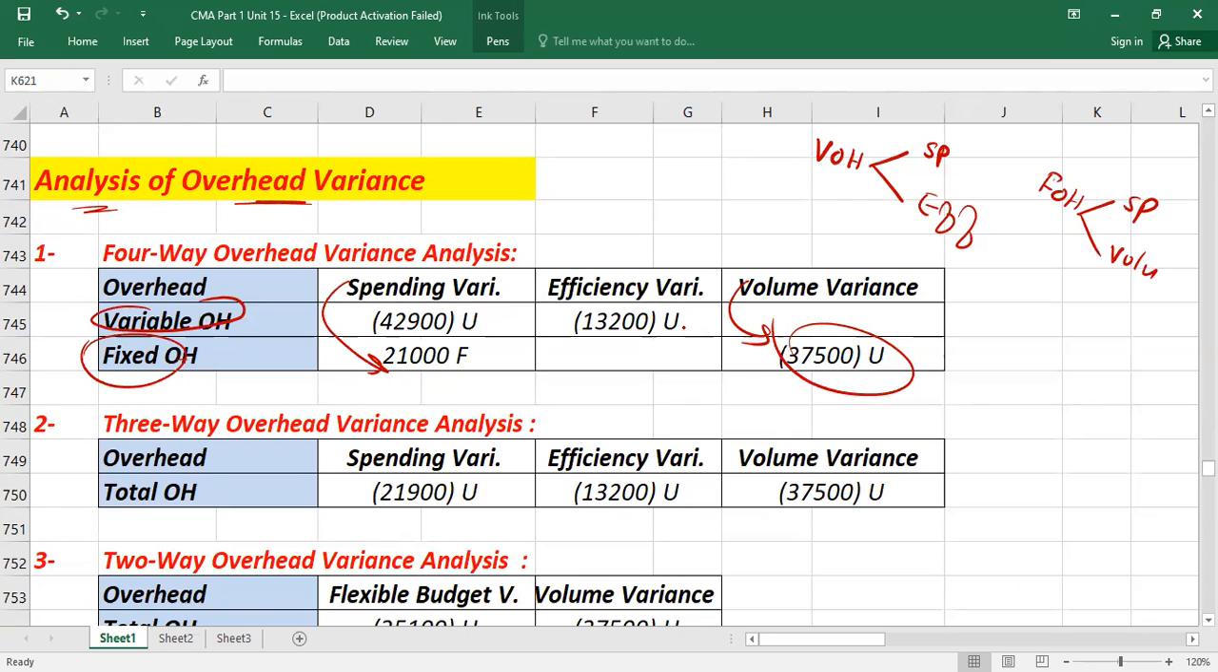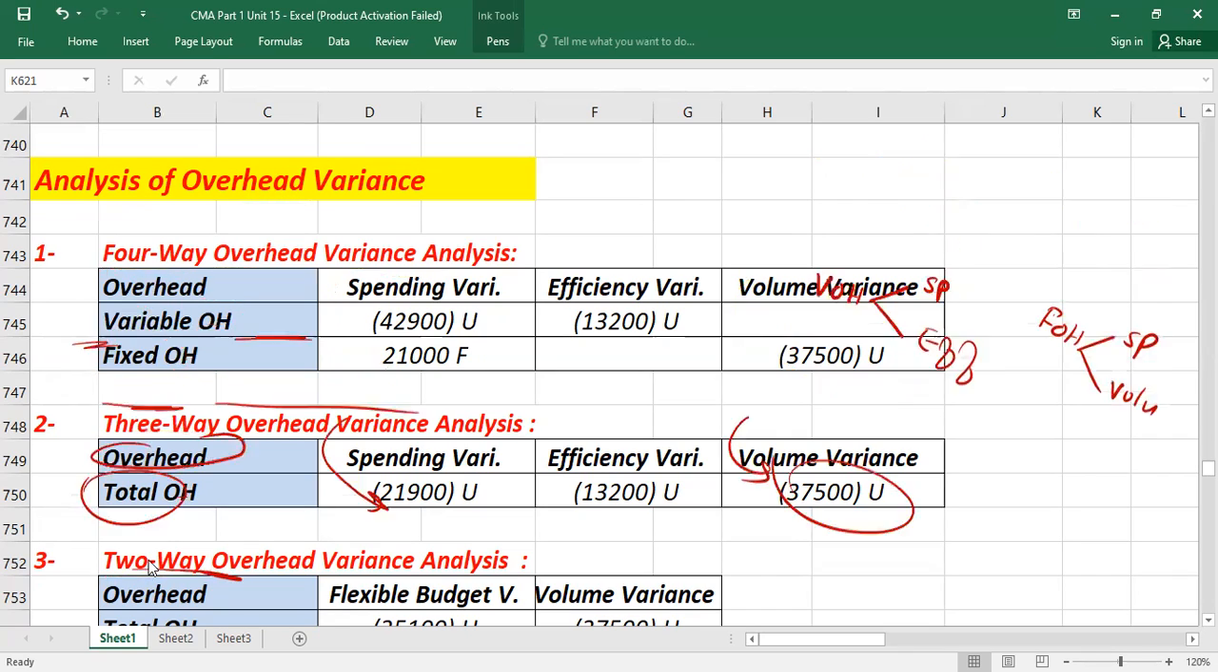Four. Now please remember what I'm explaining now. It's just how you would report the variance to the management. So there are a total of three approaches. The first approach is called four-way overhead variance analysis. Four-way. The second approach is called what? Three-way. The third approach is called two-way.